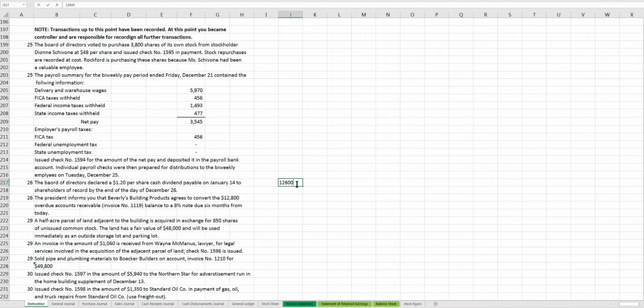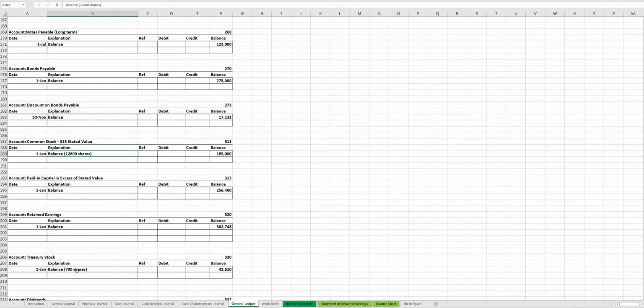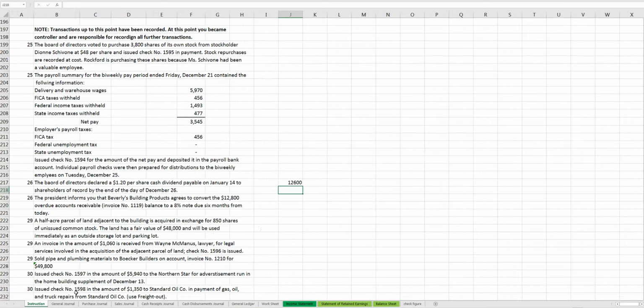Okay, shares issued, but we do have some treasury stock. We have a beginning balance of 700 shares of treasury stock. Remember, we just repurchased 3,800 shares also, right here on the 25th.